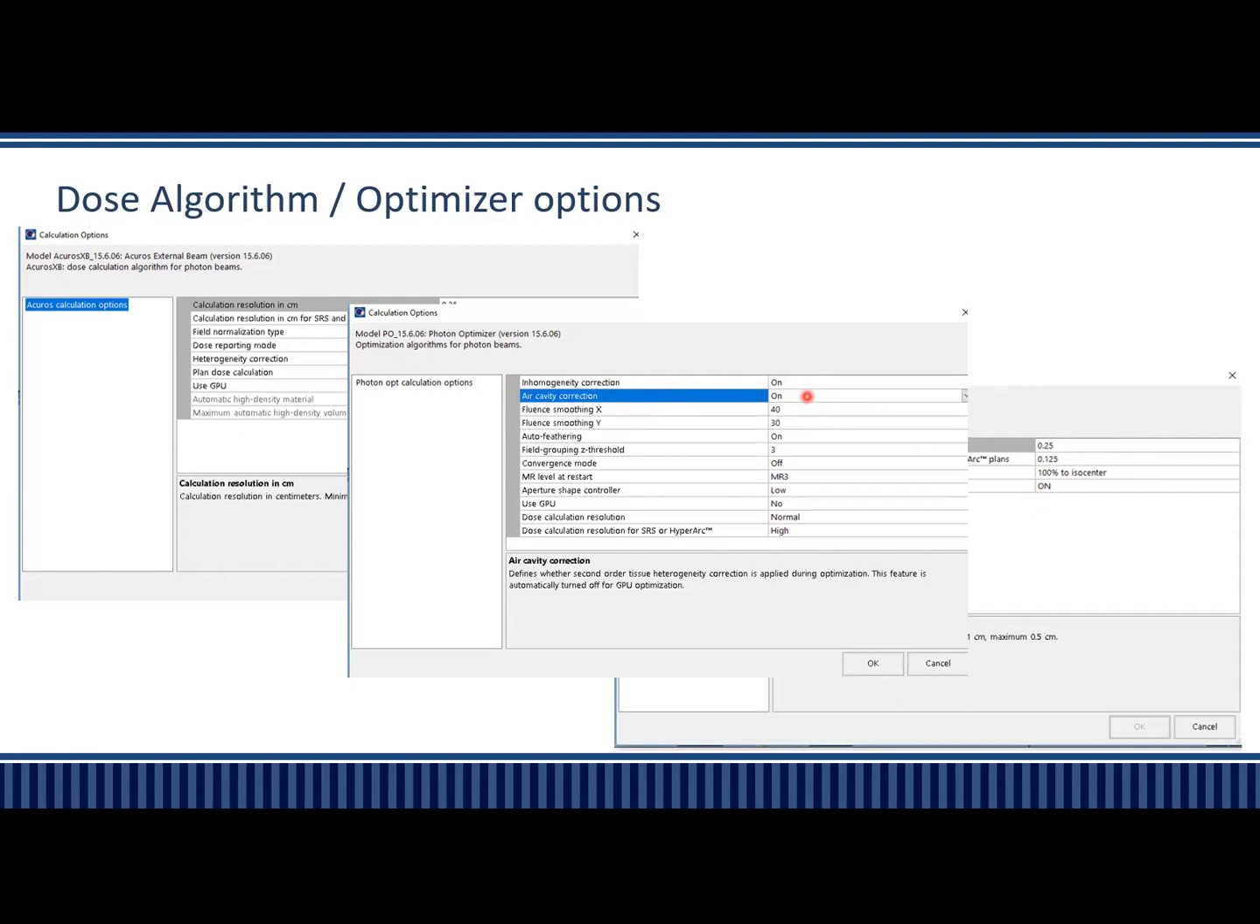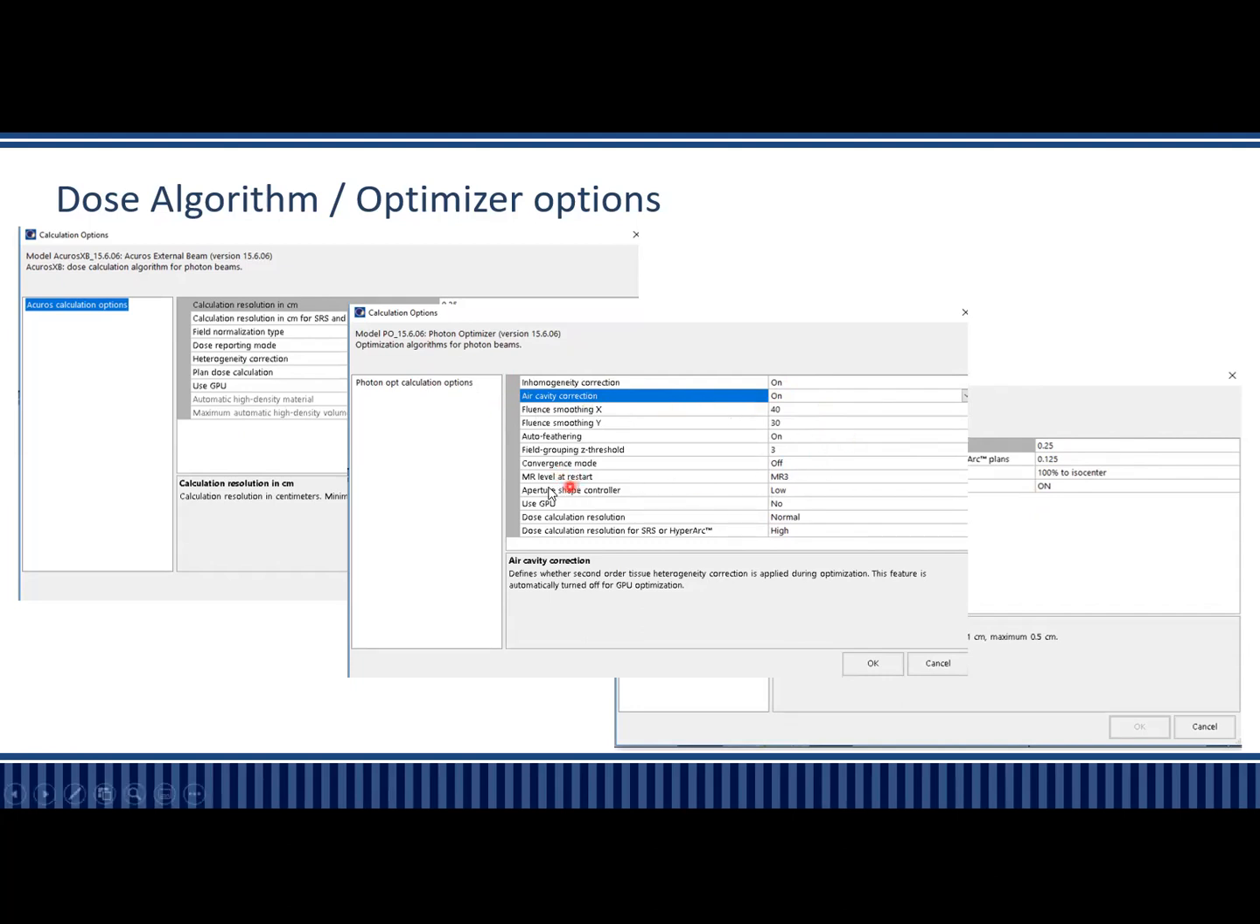This is a recommendation when you are treating lung cases or areas where there are air cavities, like head and neck. So it gives a better result. It reduces the hot spot on those cavities.